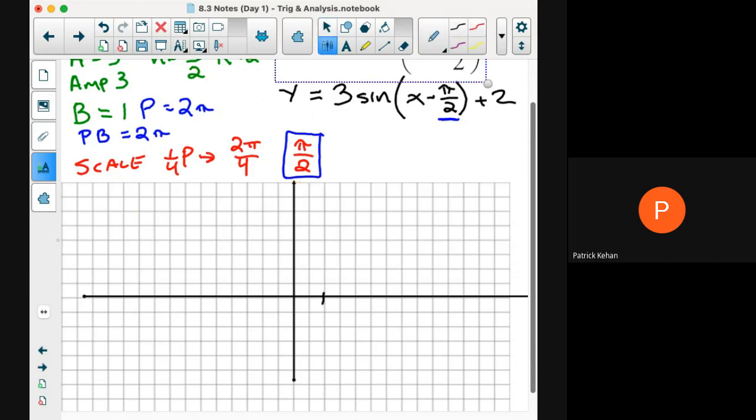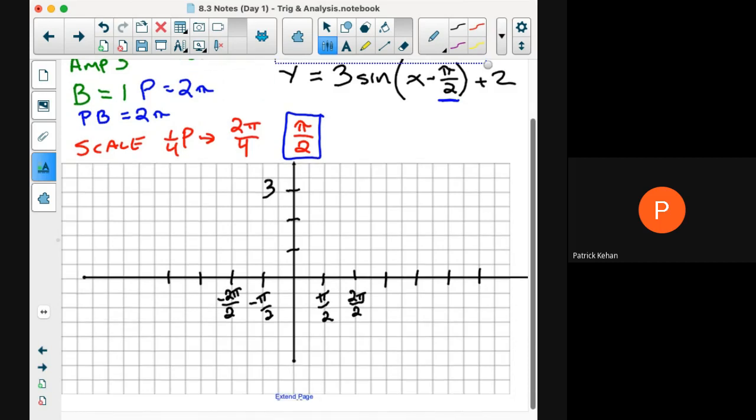So 1 pi over 2, 2 pi over 2, 3 pi over 2, 4 pi over 2, 5 pi over 2, and so on. So this is pi over 2. This is 2 pi over 2, and so on. Over here, negative pi over 2, negative 2 pi over 2, negative 3 pi over 2, negative 4 pi over 2. Negative 2 pi over 2 is really negative pi, right? And my amplitude is 3. I just want to give myself enough space here. So 1, 2, 3. And down below, give myself enough space down below here.